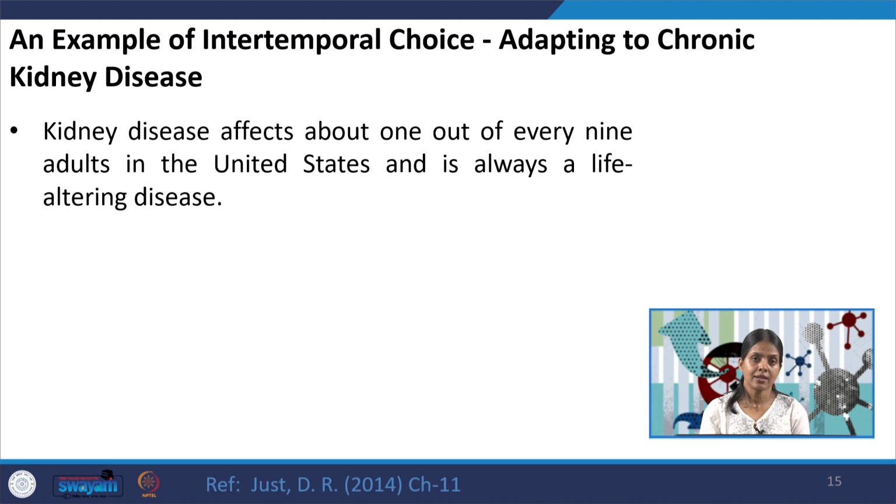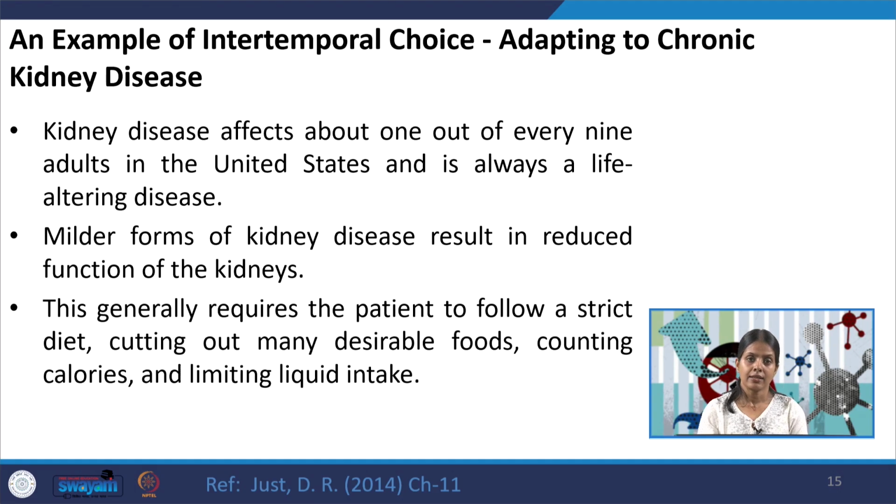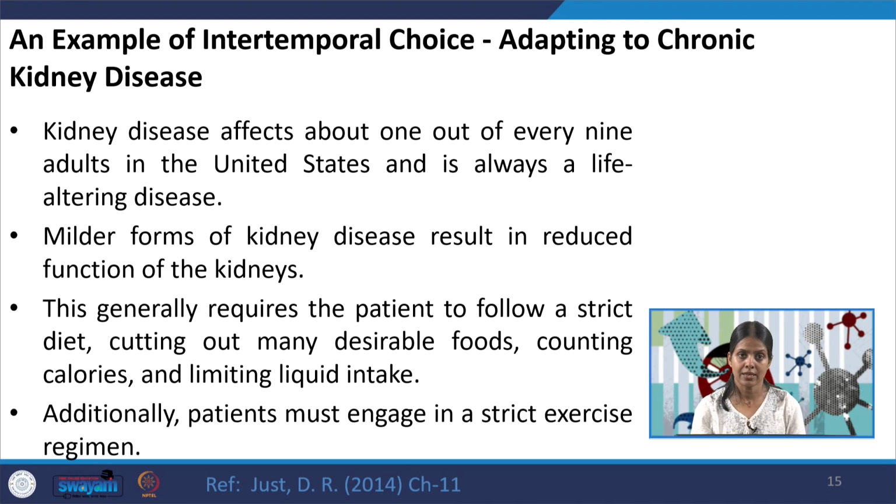Now, let us take an example of an intertemporal choice, adapting to chronic kidney disease. Well, this is a descriptive example, and we are not going to get much into the derivations that we have just talked about. Kidney disease affects about 1 out of every 9 adults in the United States and is always a life altering disease. It is also prevalent in most countries, including India. Milder forms of kidney disease result in reduced function of the kidneys. This generally requires the patient to follow a strict diet, cutting out many desirable foods, counting calories and limiting liquid intake. Additionally, patients must engage in a strict exercise regimen.